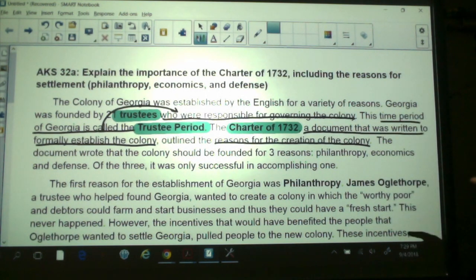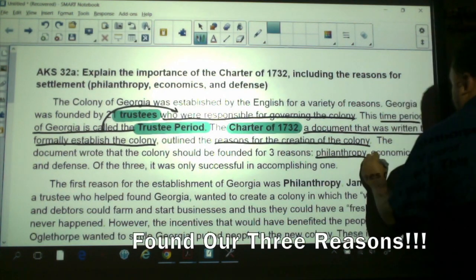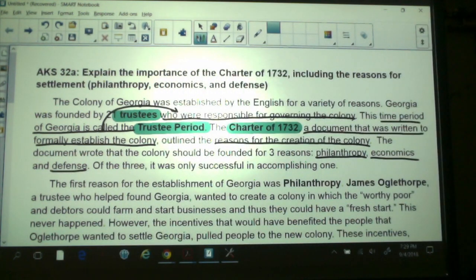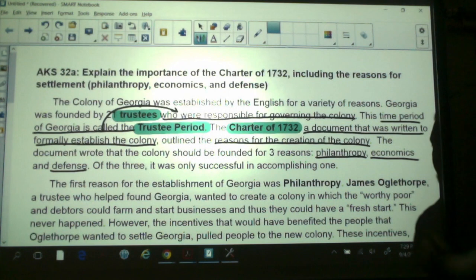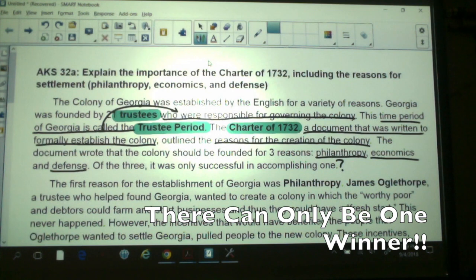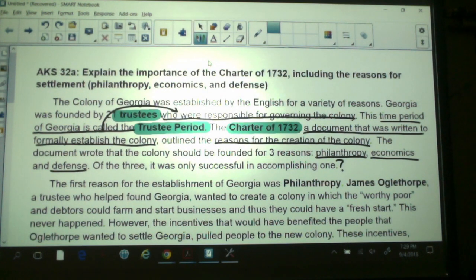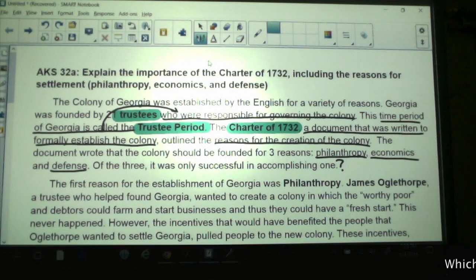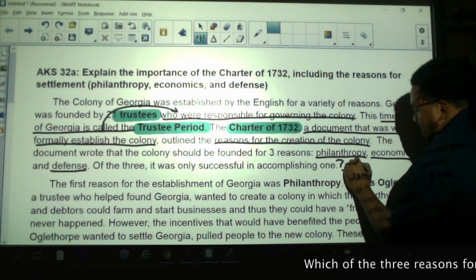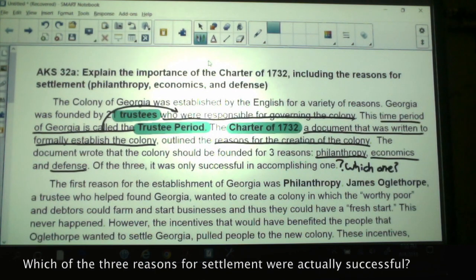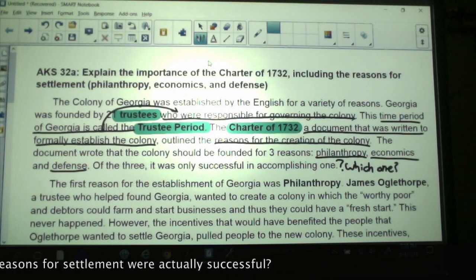All right? So the document wrote that the colony should be founded on three reasons: philanthropy, economics, and defense. Of the three, it was only successful with accomplishing one. So I have a question mark right here. It's kind of a cliffhanger. It told me that only one of the three was successful, but it didn't tell me which one. So now I have another question I'm looking for. As I'm going through my reading, trying to figure out the AKS, I'm also trying to figure out which one was successful. I'm intrigued now. Okay? All right, let's go ahead with the second one.